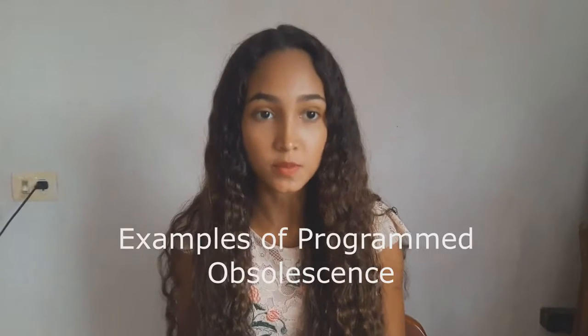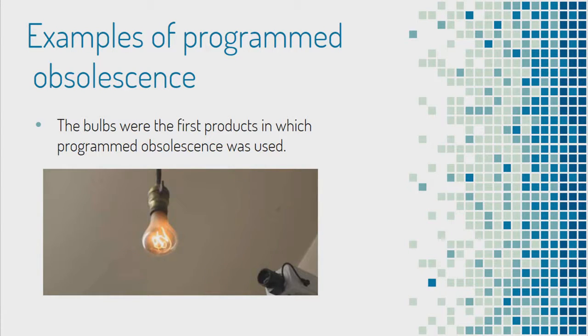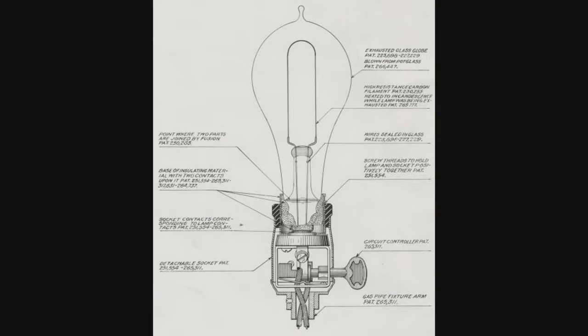Examples of programmed obsolescence. The bulbs were the first products in which programmed obsolescence was used. In some museums, you can still see the first light bulb of Thomas Edison after more than 100 years. However, the light bulb that we use today usually lasts at most 1 or 2 years. Why? If a product lasts for a long time, the business will not be profitable, since people will not continue to buy light bulbs. So they decided to make lamps with a filament that broke after a certain time.